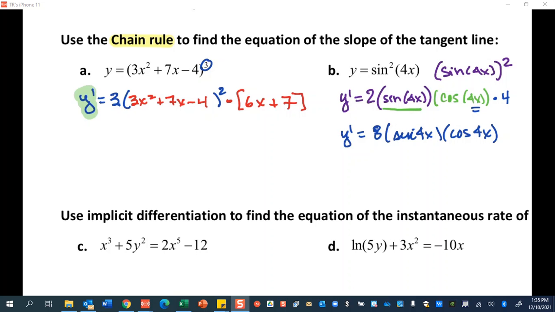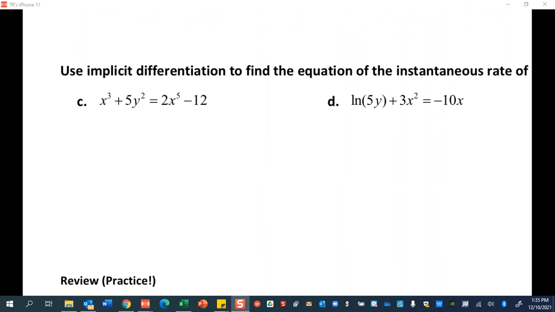Okay? What makes an equation implicit is the idea that this y is not solved for. Now this one, I can solve for y. I can subtract x cubed, divide everything by 5, take the square root, and I can totally solve this one explicitly if I wanted to. I don't want to.